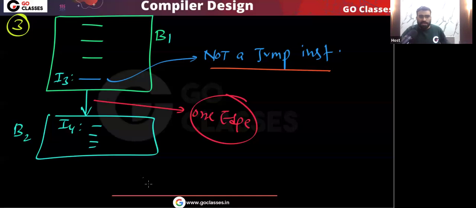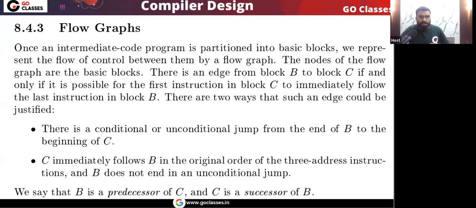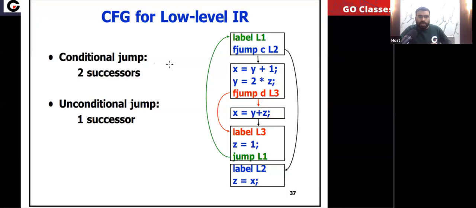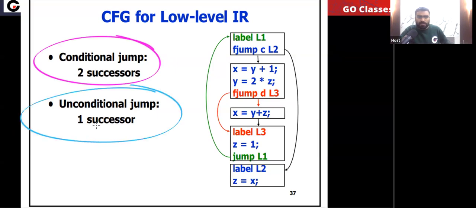Is everything clear or not? Let me know. Very simple points, so this is how you can put the edges. The important thing you have to understand is that because of a conditional jump there will be two edges, and because of an unconditional jump there will be one edge only.